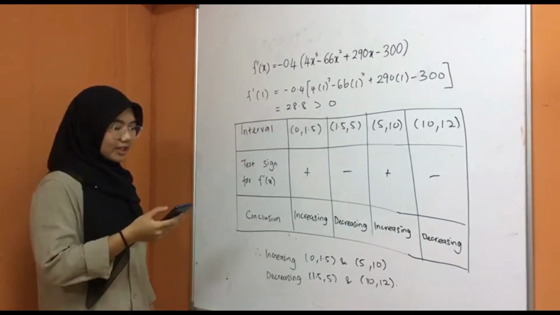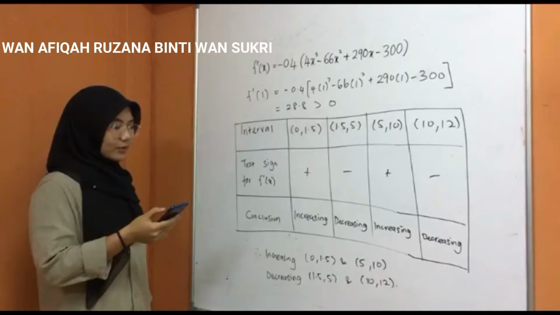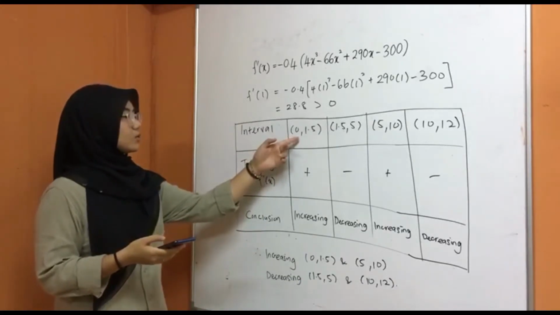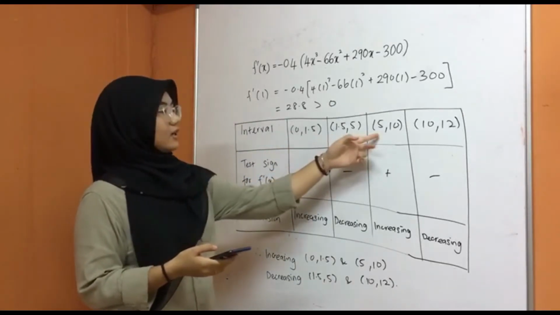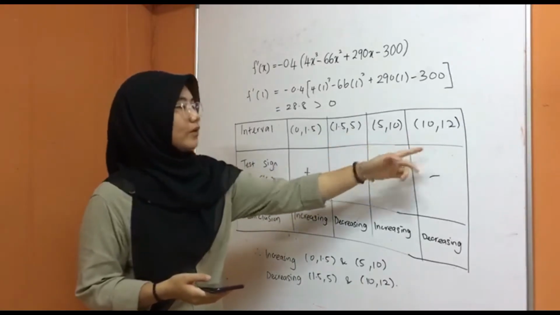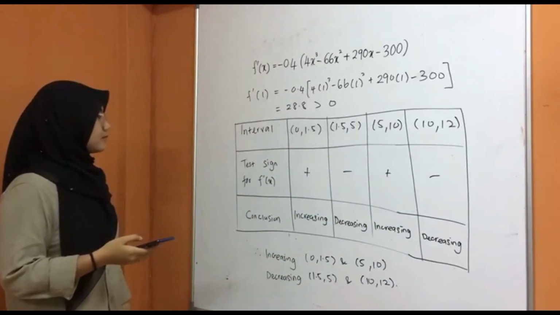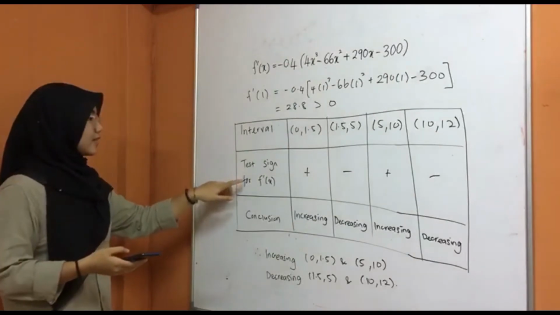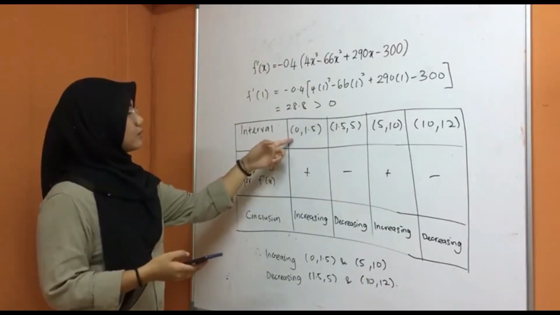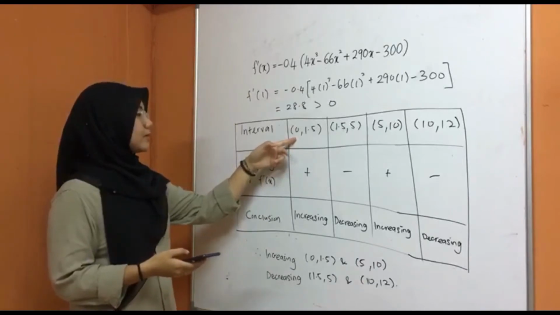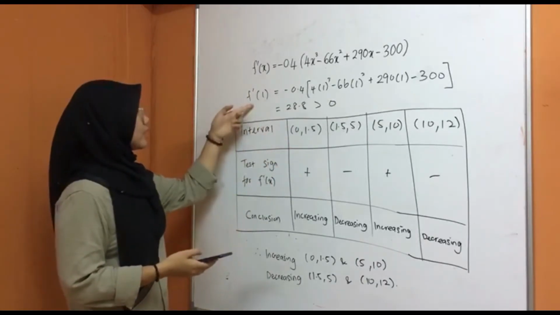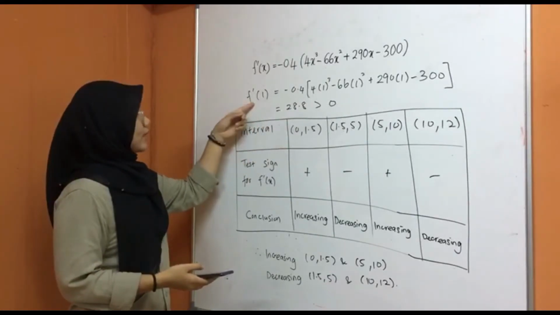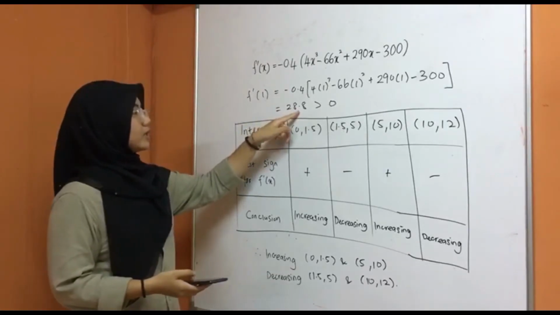Okay, after we get the critical points, we need to find the intervals, which are 0 to 1.5, 1.5 to 5, 5 to 10, and 10 to 12. And then we have to test the sign for f prime. For the first interval, we take a number between 0 and 1.5, so we take 1. For example, f prime of 1, we substitute x equals 1 into f prime, so we get the answer 28.8, which is greater than 0.